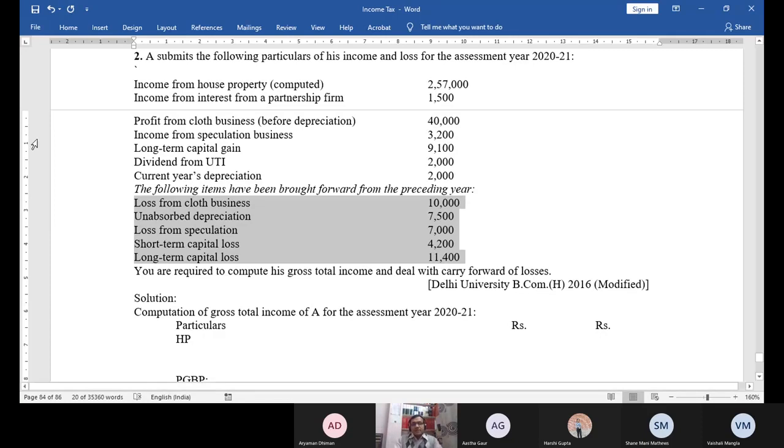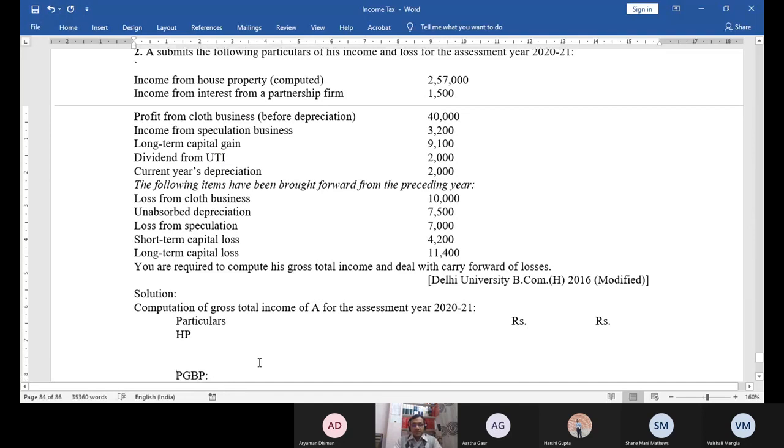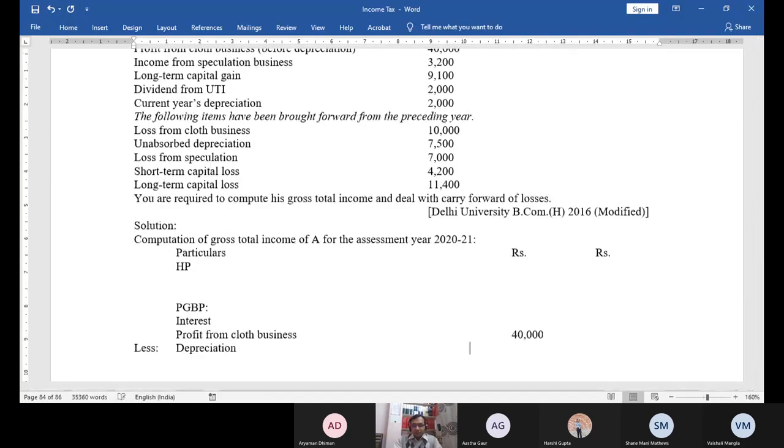So what is my current year depreciation? 2,000 rupees. Deduct it. Now I can say 38 is my income only from cloth business. Final taxable business income of cloth business: 38,000.